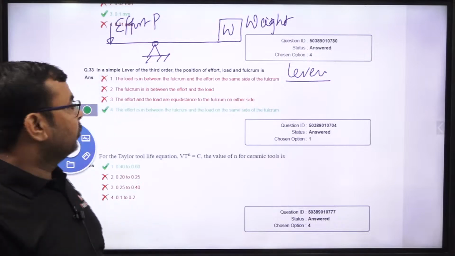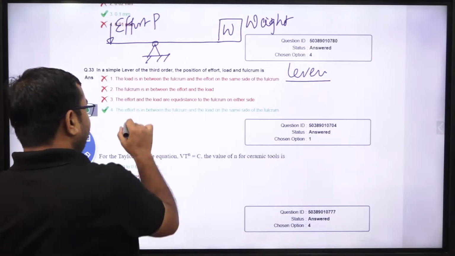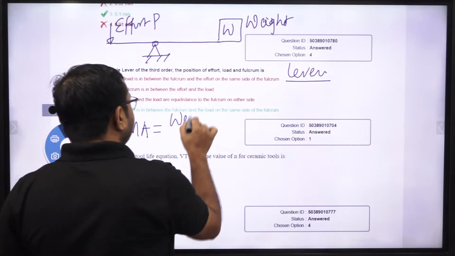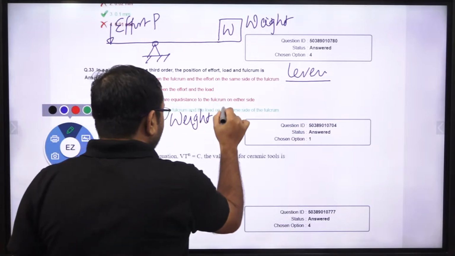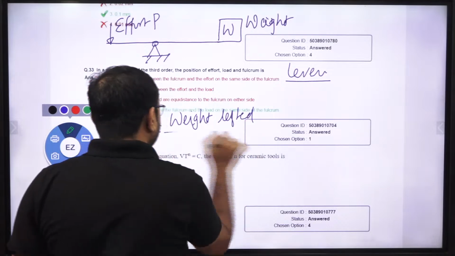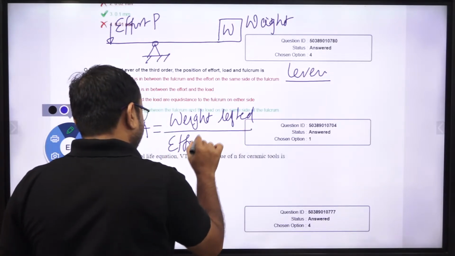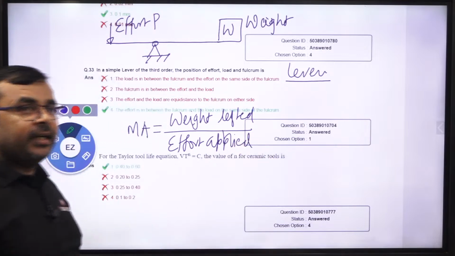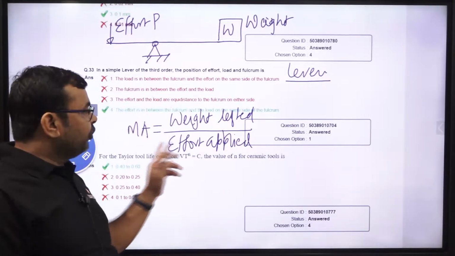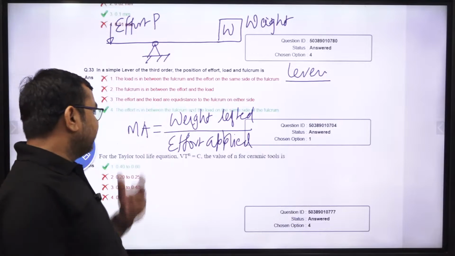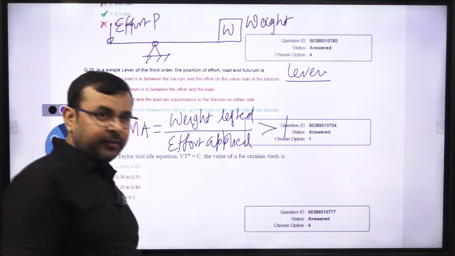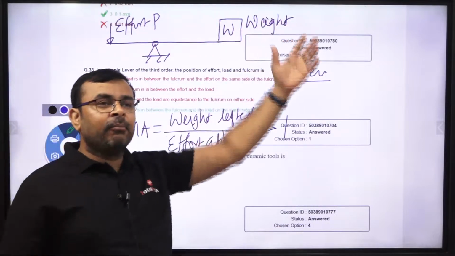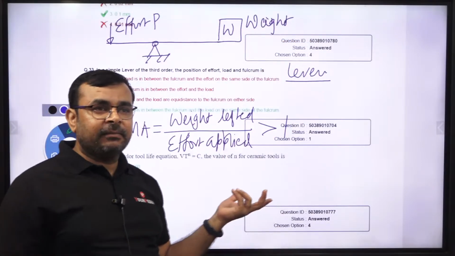If I talk about the mechanical advantage, mechanical advantage is nothing but weight lifted over effort applied. This is called mechanical advantage. So you must remember this. And this mechanical advantage is always greater than 1. Correct? So obviously, why do we use a lever? By applying less effort we can lift more weight. This is the basic principle of a lever.